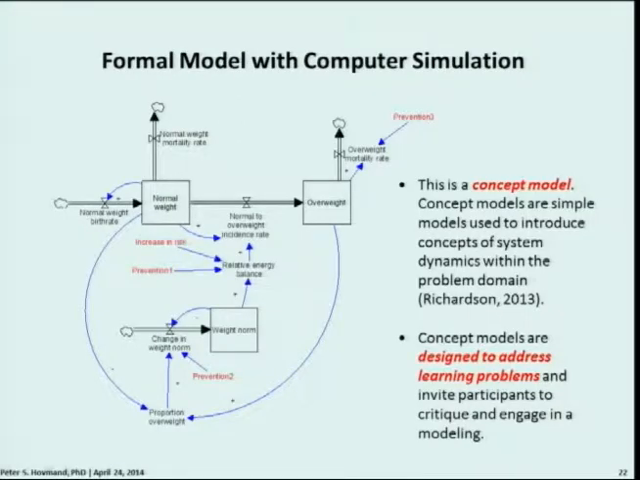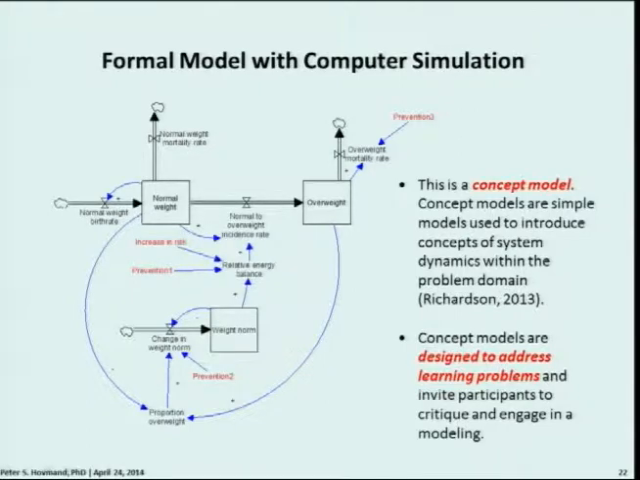This is an example of a formal computer simulation model. And one of the things that you will notice in this set of conventions is that it's pretty close to the stock and flow type of diagram that participants might draw. So one of the features of system dynamics and the visual conventions is that you can go from stock and flow diagrams participants draw to simulation models relatively quickly.